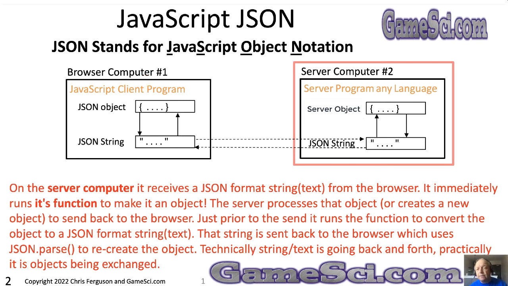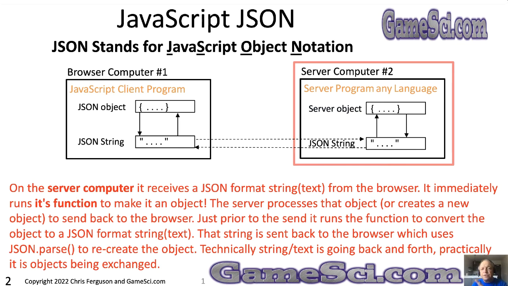The browser is the client. The server computer receives a JSON format string, plain text, sent from the browser. It immediately runs its function to make it an object. The server processes that object, or creates a new object, to send back to the browser. Just prior to the send, it runs the function to convert the object to a JSON format string, plain text. That string is sent back to the browser, which uses JSON.parse to recreate the object. Technically, it's strings or text going back and forth between the computers, but practically it's objects being exchanged.